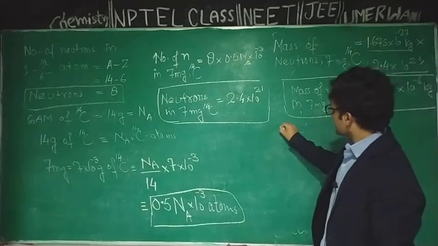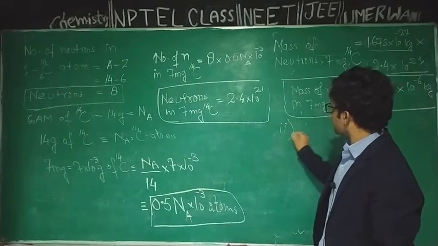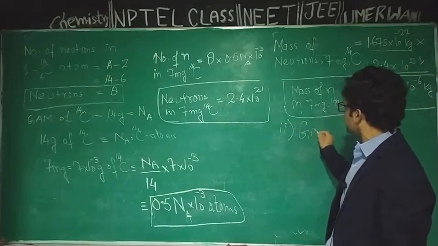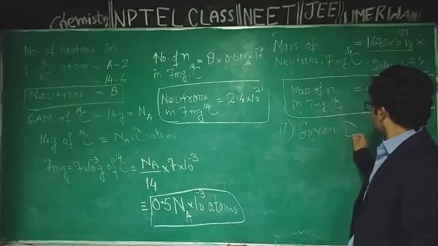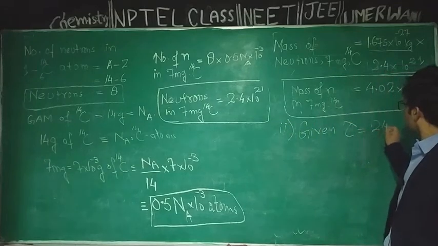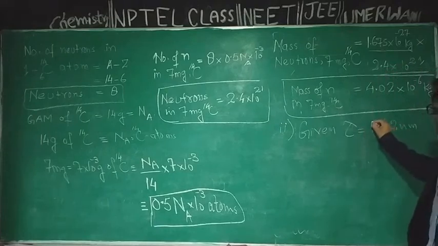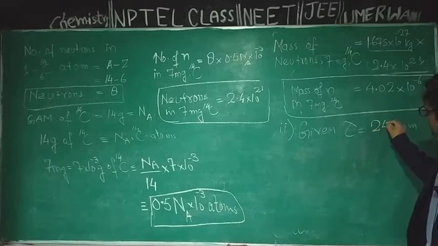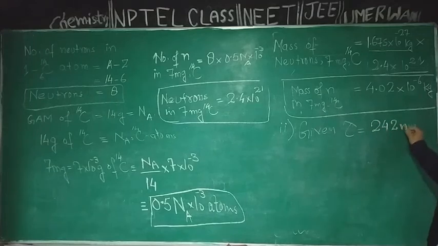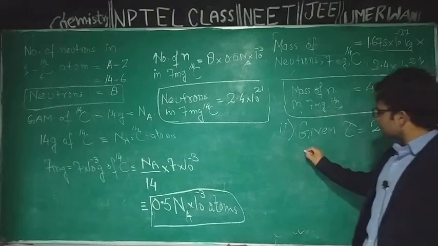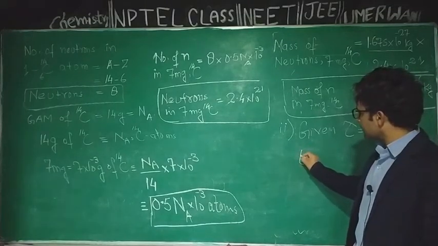Part second. In part second, let me first write what is given. Given is wavelength is 242 nanometer. Wavelength of electromagnetic radiation whose energy is just sufficient to ionize, to remove outermost electron from sodium atom is 242 nanometer. Now I need to calculate energy, ionization energy.